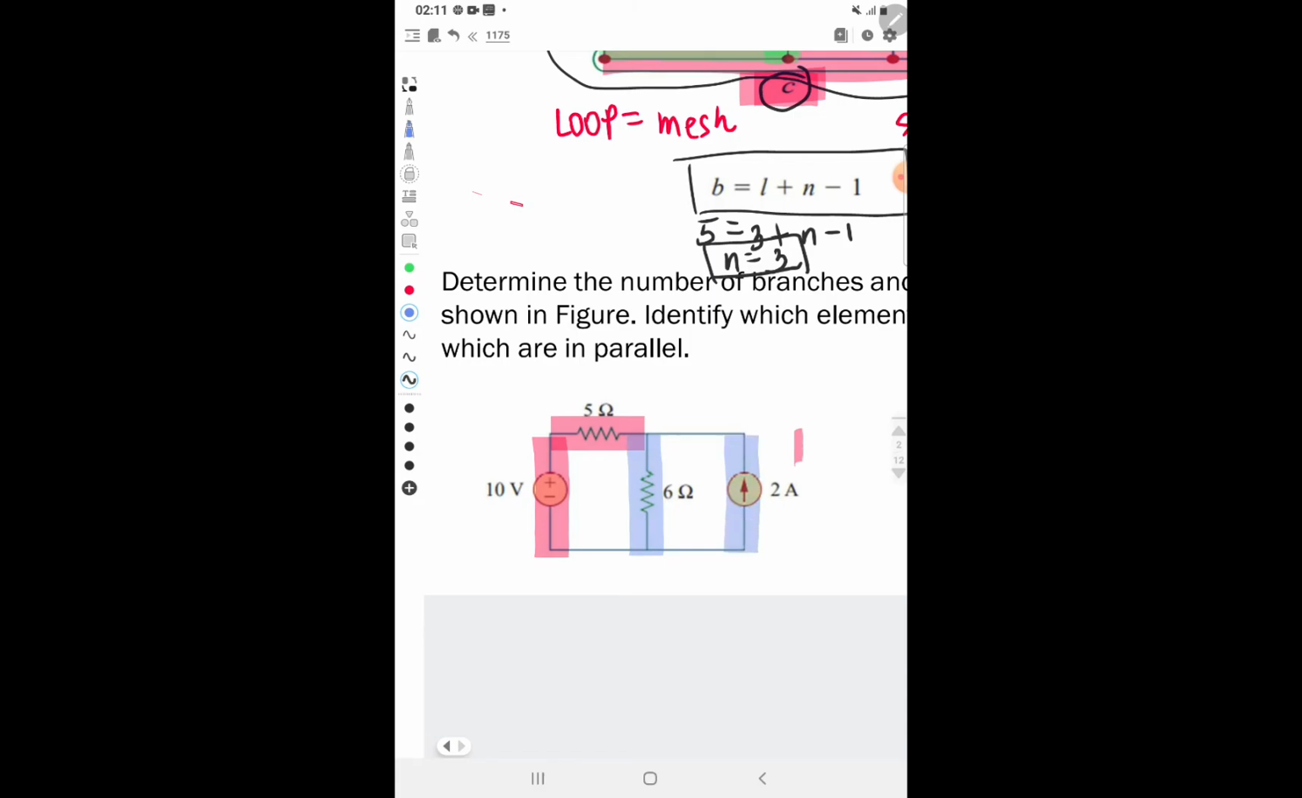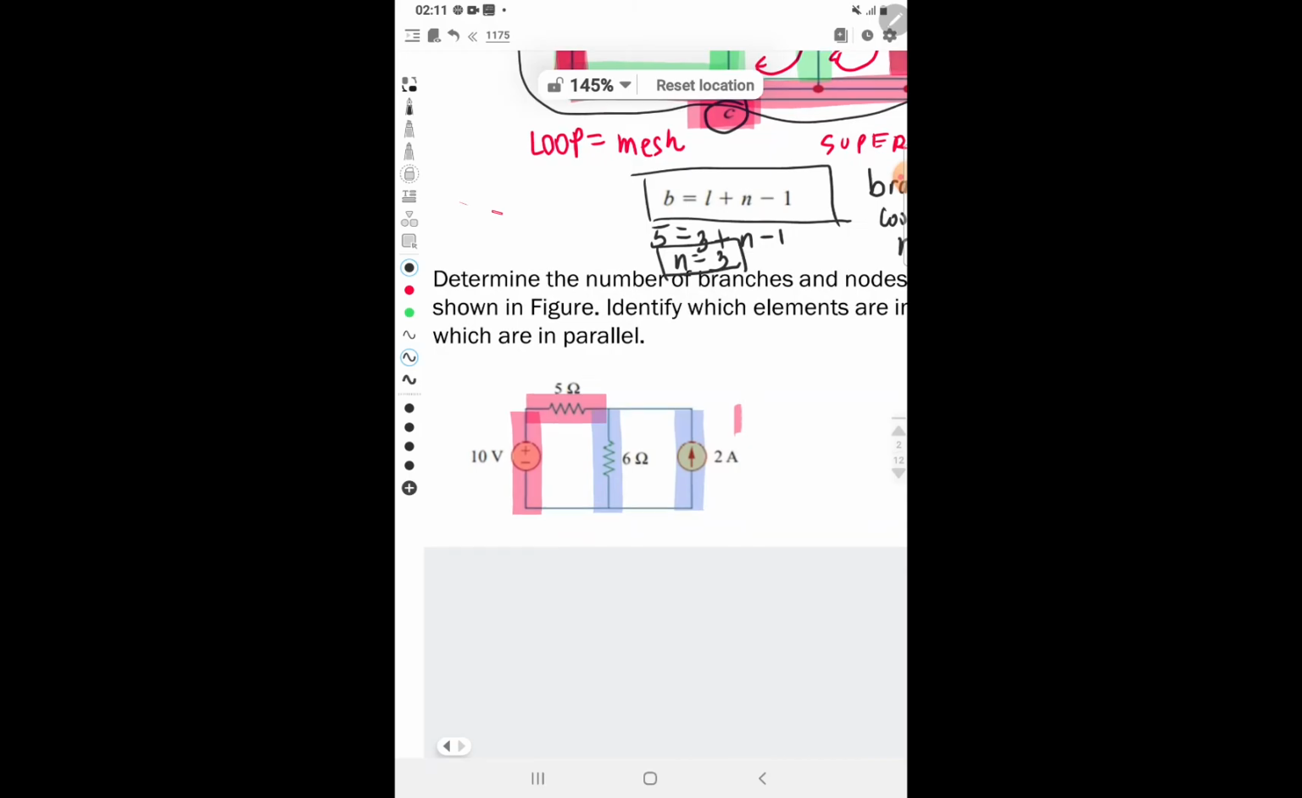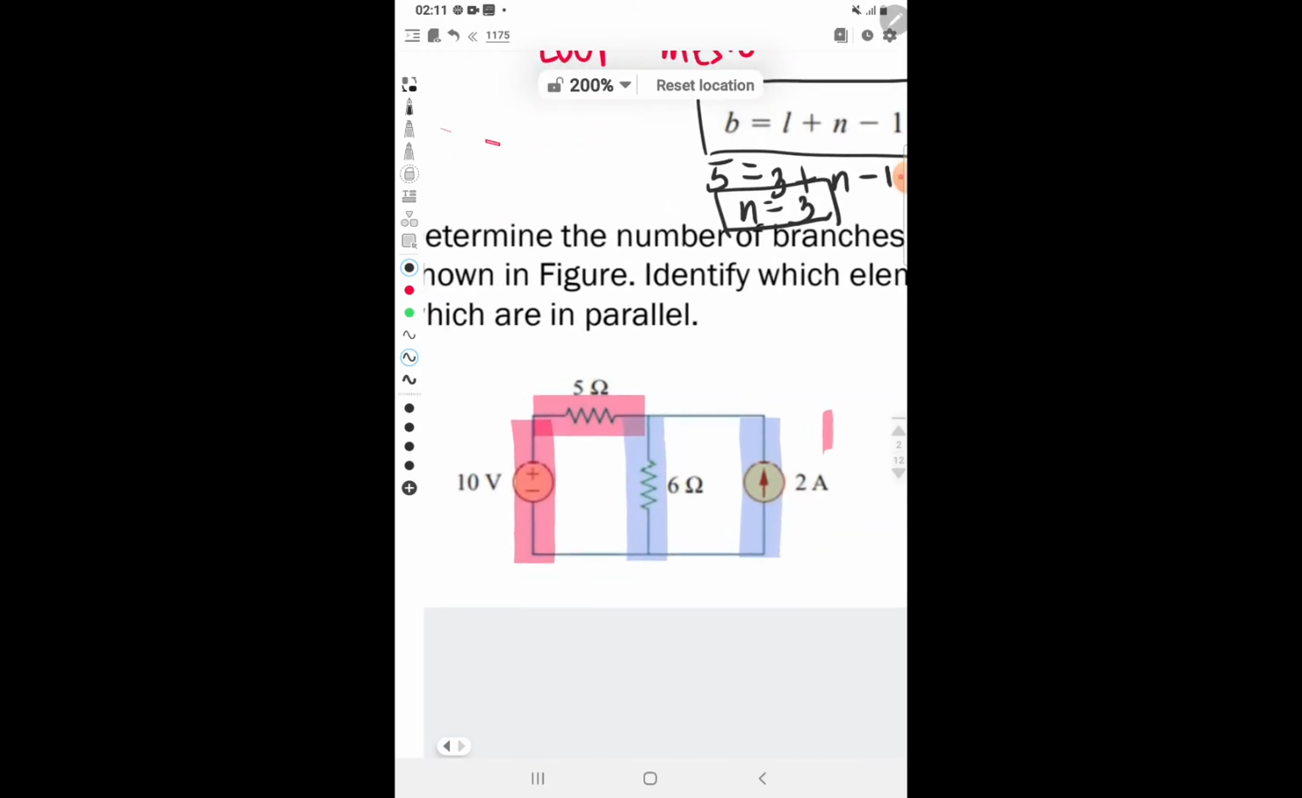So as you can see, guys, our 10 volts and 5 ohms, okay, is connected in series by this node A. And then this combination is connected in parallel with our 6 ohm, which is our node B, and then of course our node C.